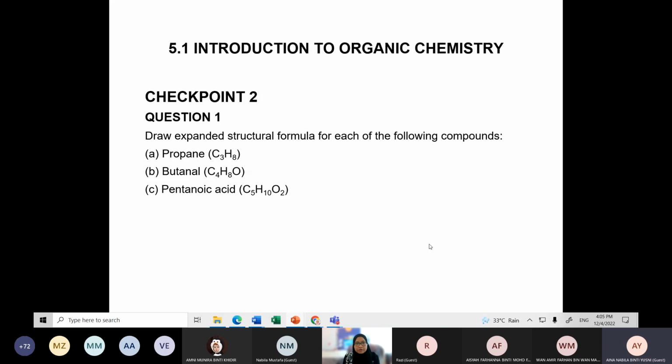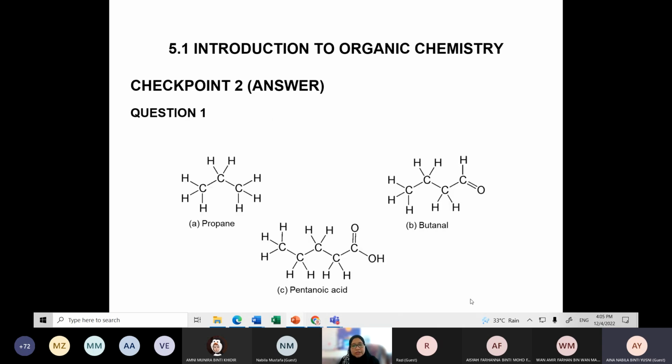Alright, question 1. Draw the expanded structural formula for each of the following compounds: propane, butanal, and pentanoic acid. So these are the expanded versions of the compounds. This is propane, and for butanal, you have the carbonyl group, and then you have the H there, don't forget.